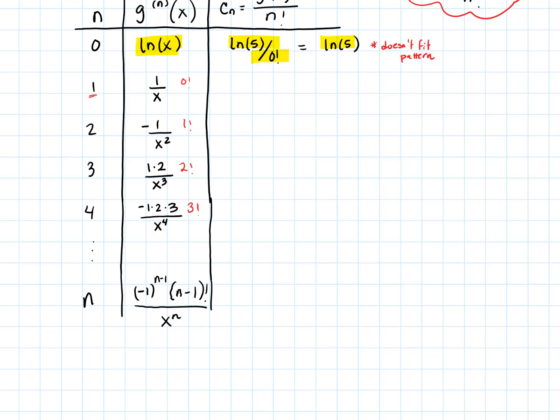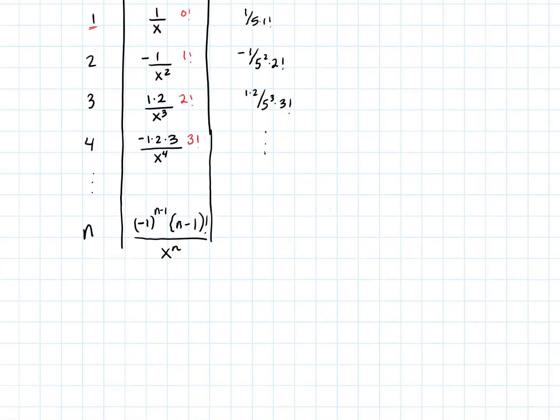And so notice what we could do here. We could actually plug these in here. And notice if we plug these in, we would have 1 over 5 times 1 factorial. We would have negative 1 over 5 squared times 2 factorial, we would have 1 times 2 over 5 cubed times 3 factorial, on and on we go.